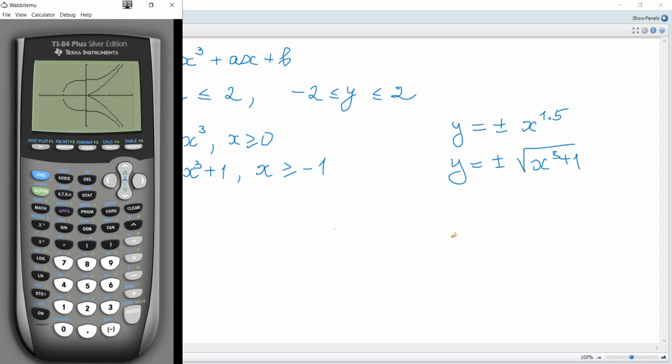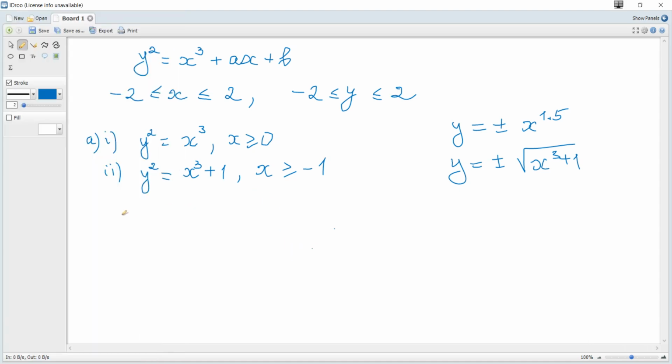Definitely we can find a point of inflection if we consider the second derivative and equate it to 0, but since there is only 1 mark, we should deduce it directly from the graph. So 0, 1 and 0, -1 are points of inflection.